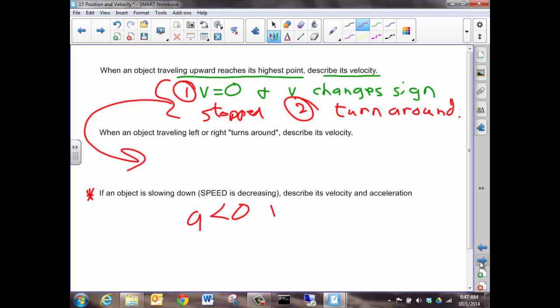The velocity is getting small. It's not the velocity that's getting smaller, it's the speed that's getting smaller. But the velocity is what? I'm moving that way. Is my velocity positive or negative? Positive. The velocity is positive because I'm still moving forward, but the acceleration is negative. Now, is that the only way to slow down?